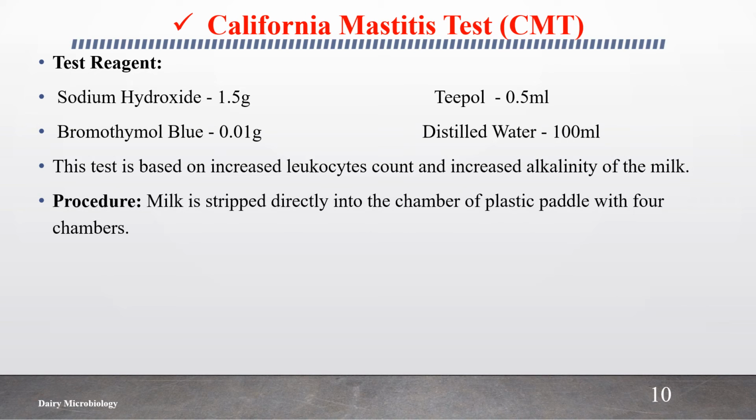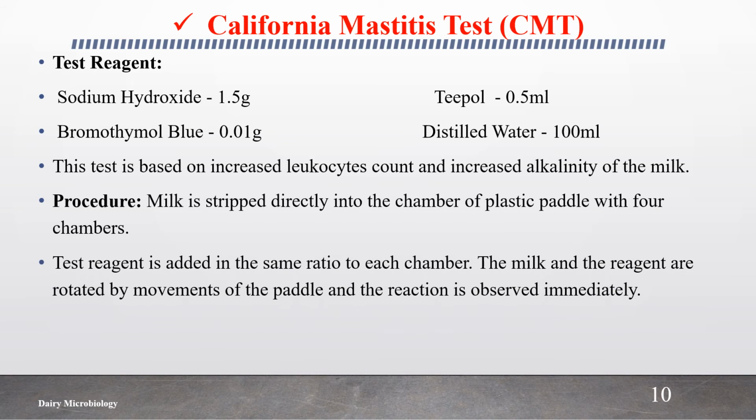So in procedure, milk is stripped directly into the chamber of plastic paddles with 4 chambers. In that chamber, test reagent is added in the same ratio to each chamber. Then the milk and the reagent are rotated by movements of the paddle, and the reaction is observed immediately.